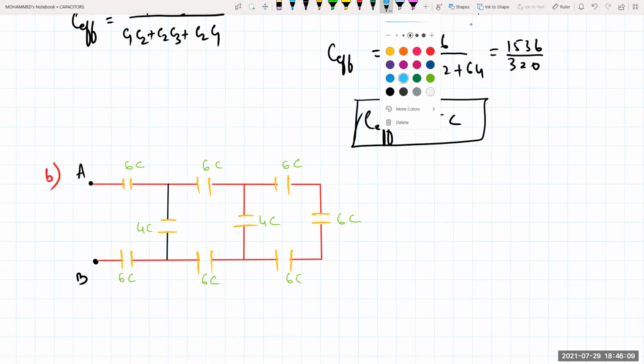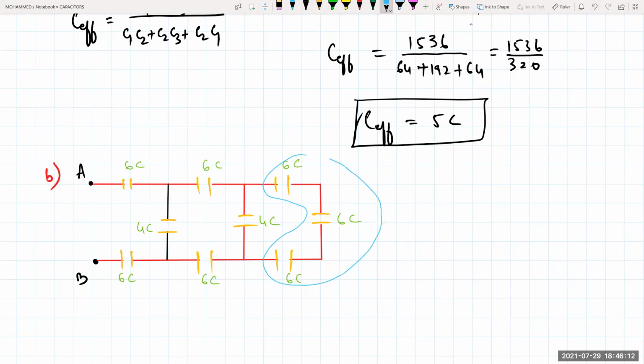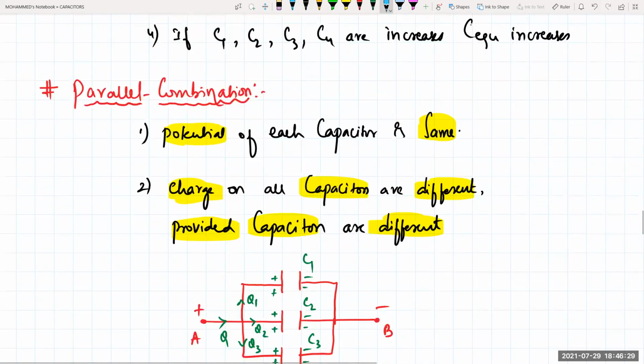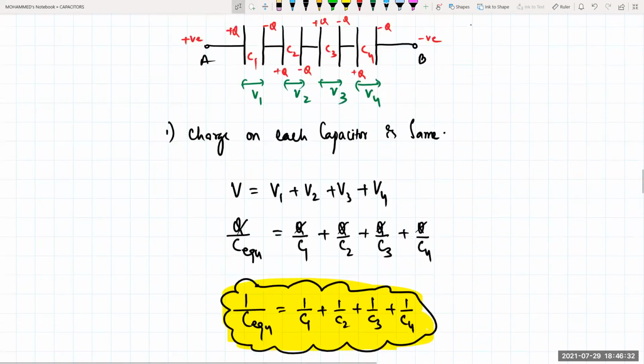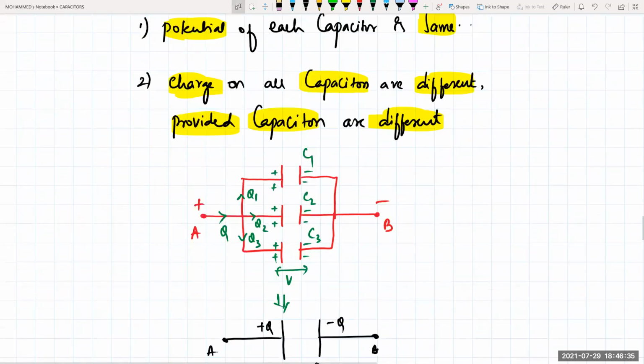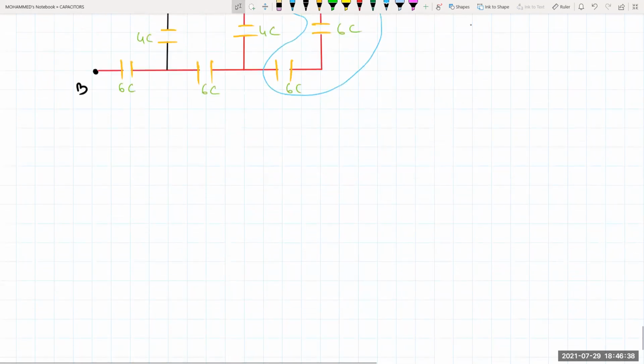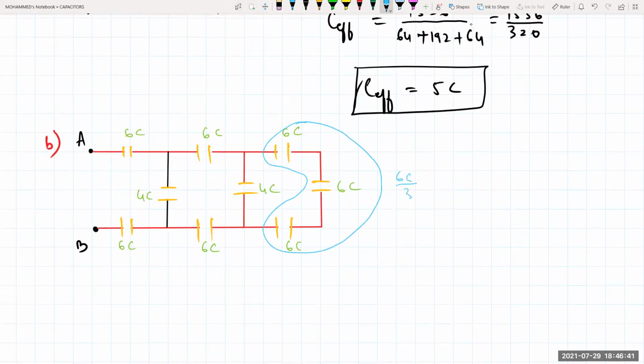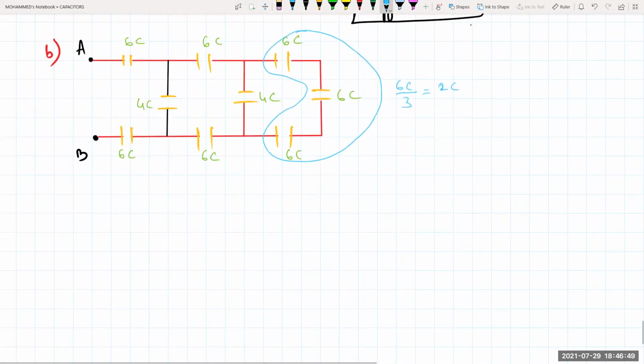Start from the last 3. Those are in series. So 1/6, 1/6, 1/6. When they are similar, I can write directly the formula for series as C/N, where N is the number of capacitors. So 6C divided by 3 will become 2C. Now 2C and 4C, how much does it become? 6C.